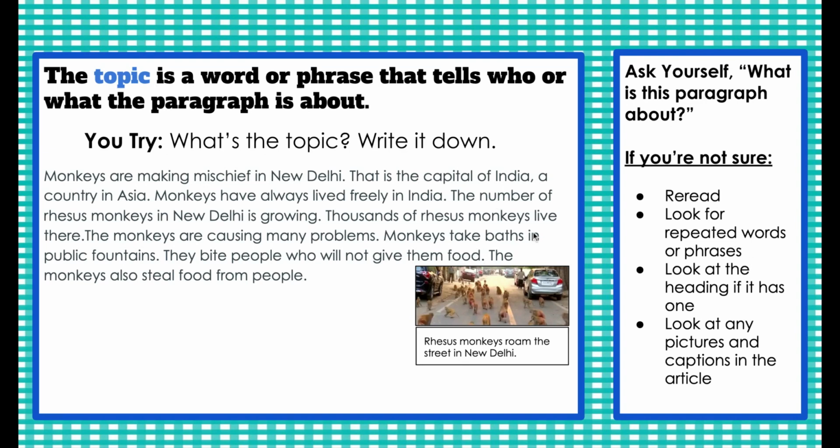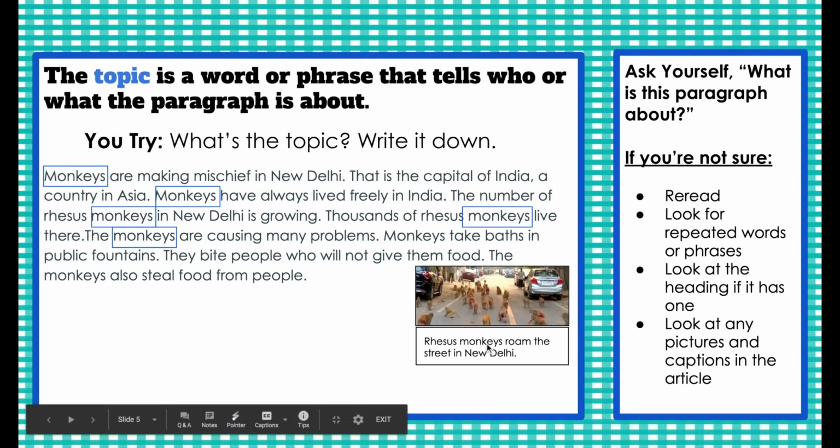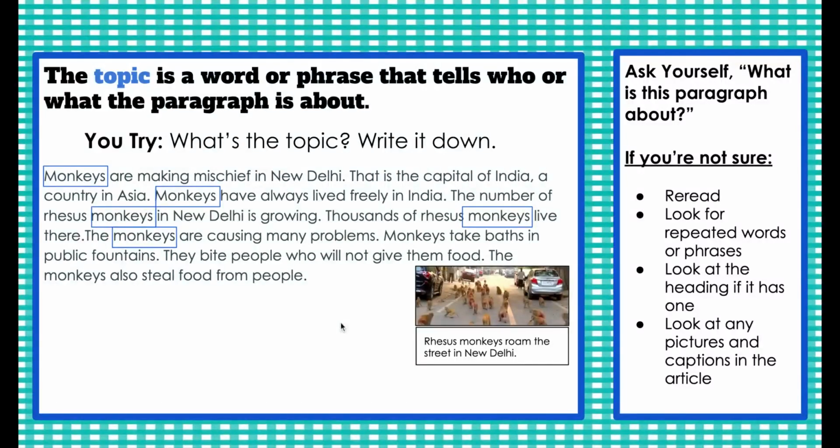When I reread, I see a word repeated over and over. Do you see it? I see that word, monkeys, monkeys, monkeys. It's even in the caption. In the picture, I see monkeys more. So I know that my topic definitely has something to do with monkeys.